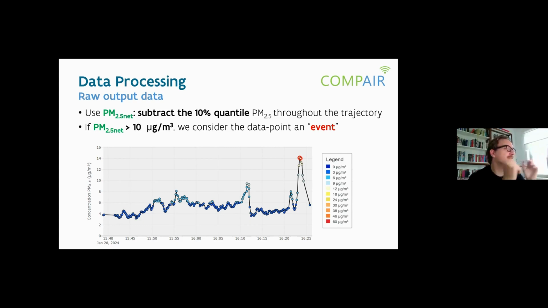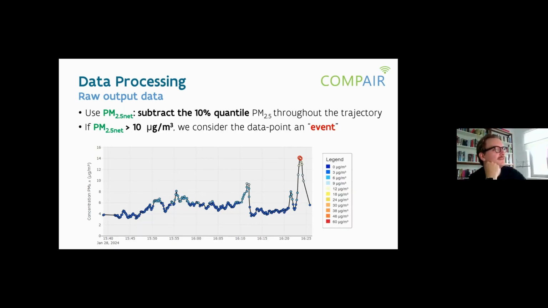And the idea of this net variable is to take the 10% quantile of PM2.5 throughout the trajectory. So we divide up all the data, we take the 10% lowest, and we subtract that from all of the concentrations. And if this difference is more than 10 micrograms per cubic meter, then we consider the data point an event. We consider this an extraordinary spike in the data.